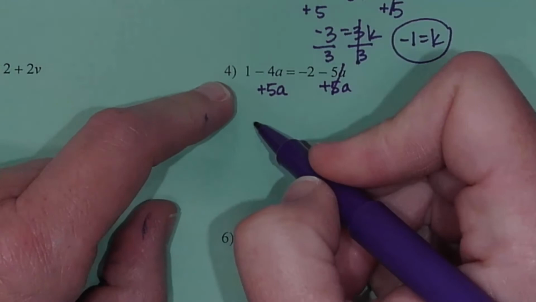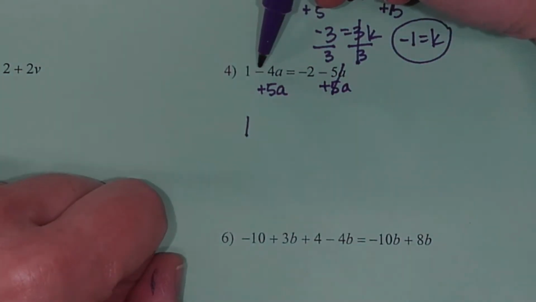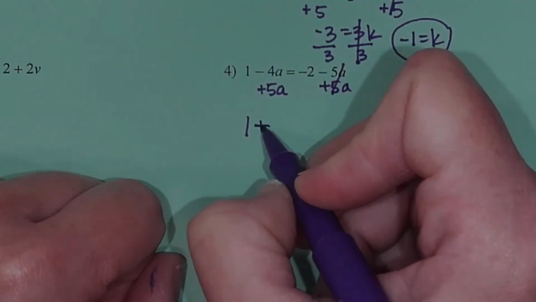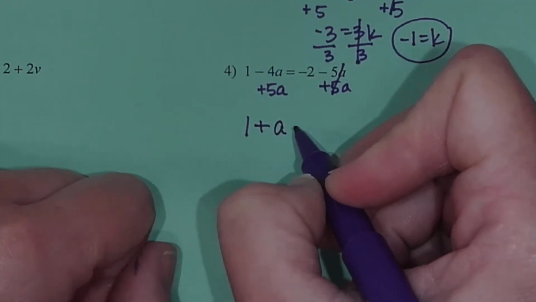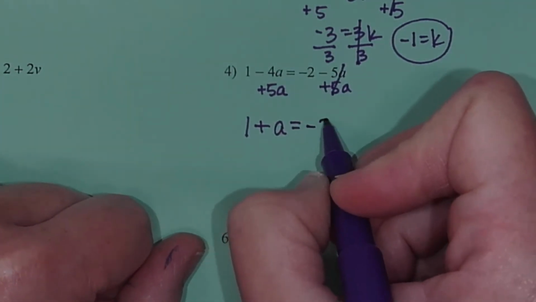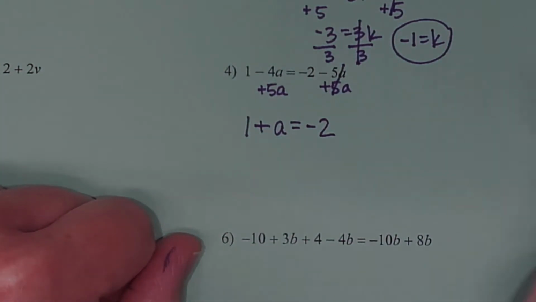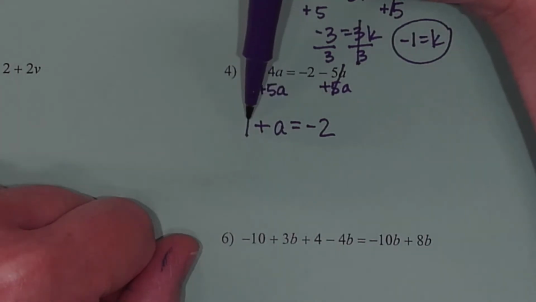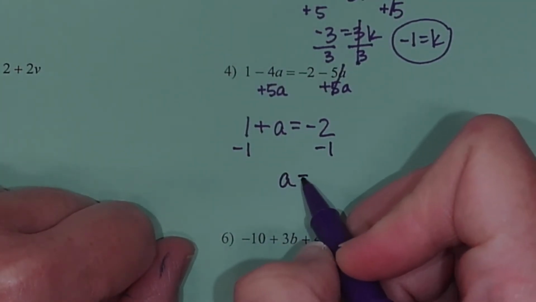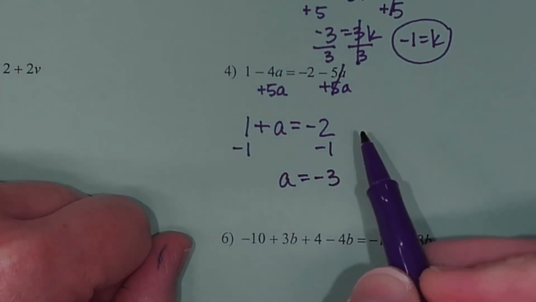And now I just do the math. I'll bring my 1 down first. And now negative 4 plus 5 is going to give me a positive 1. And positive 1a is just the same thing as a. So you could think of that as a or 1a. And now we have negative 2 here. Now, the only thing keeping the a company over here is the 1. So let's get rid of that 1 by subtracting it. And we're going to get a equals -3. And boom, we are done with that one.